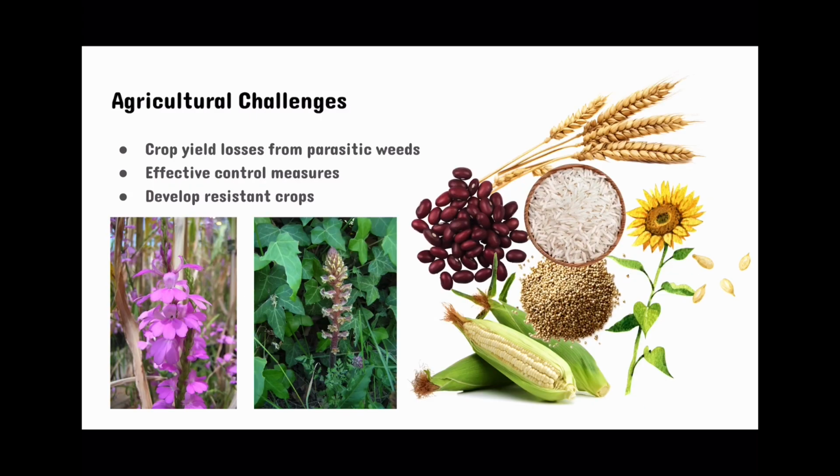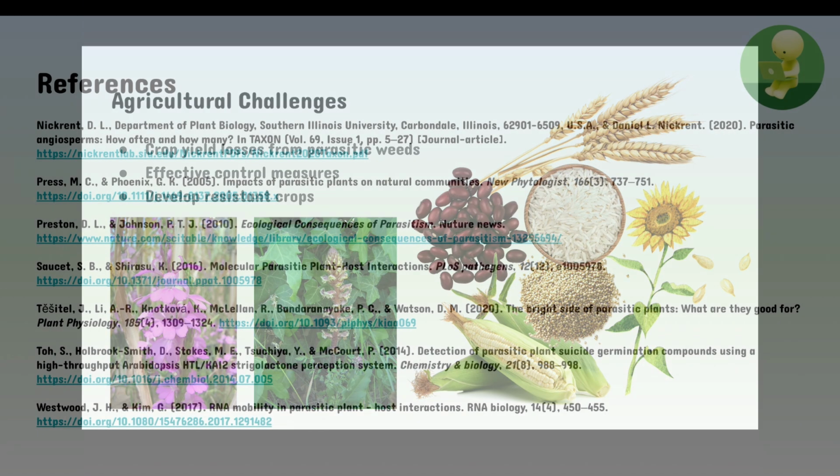Some agricultural challenges that we face against the parasitic plants to this day are crop yield losses from parasitic weeds such as striga and orobanche. With parasitic plants, we have to take effective control measures such as phytosanitary measures, crop rotation, soil solarization, biocontrol agents, and herbicide applications. We could also develop resistant crops either by breeding or genetic engineering techniques.